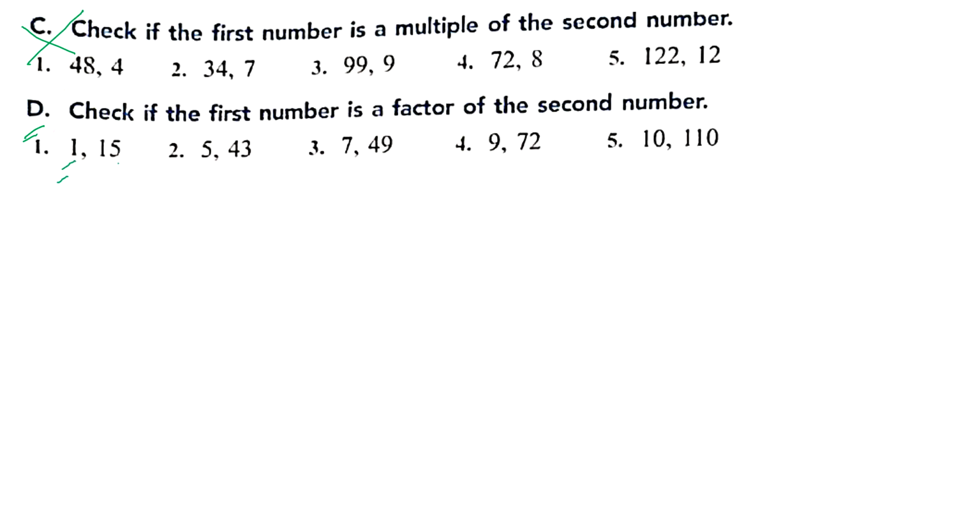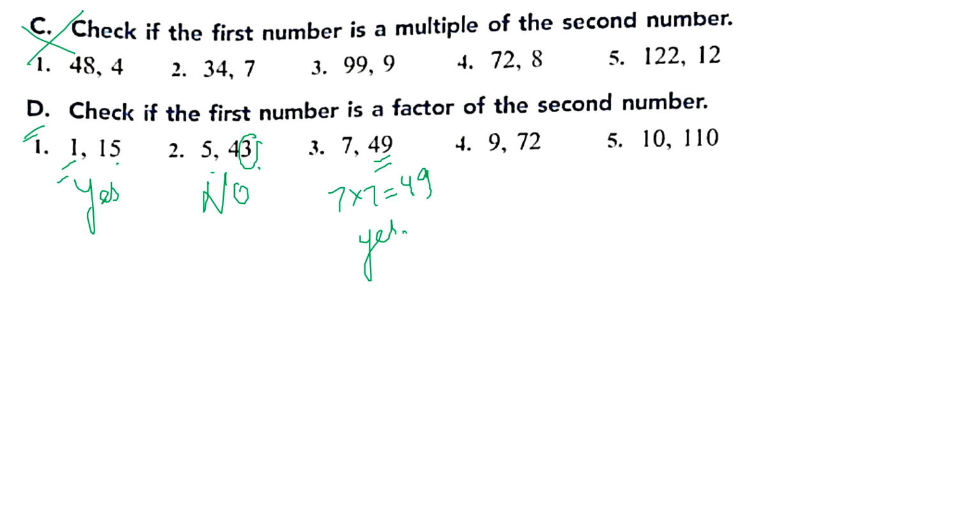First number is a factor of 15. 1 is a factor of 15. Yes, 1 is a factor of every number. 5 and 43. So you see 43 has got 3 in the ones place. So 5 obviously cannot divide 43. Therefore, this is not a factor. Now 7 and 49. This is a very unique number. 7 times 7 is 49. So yes, it is a factor.